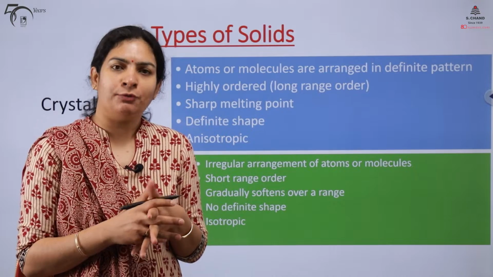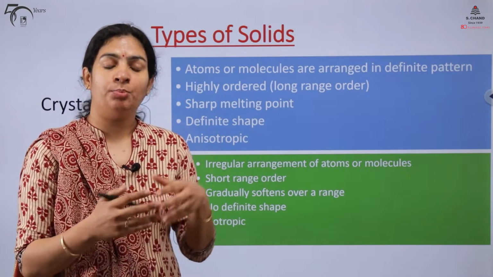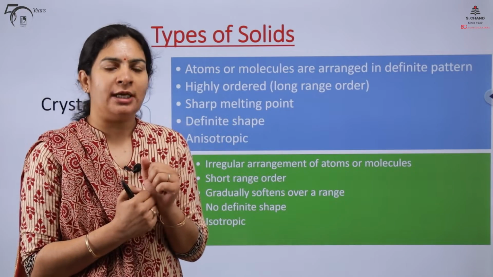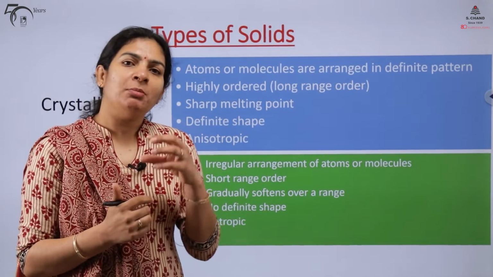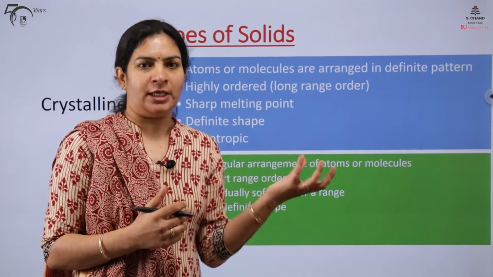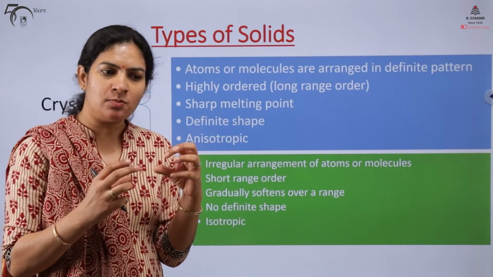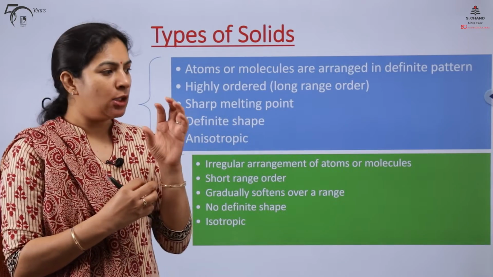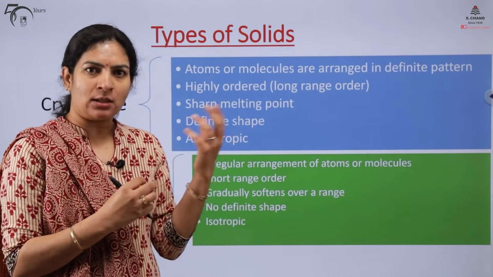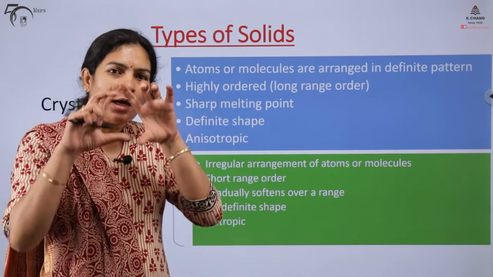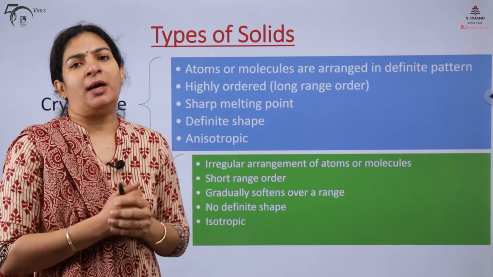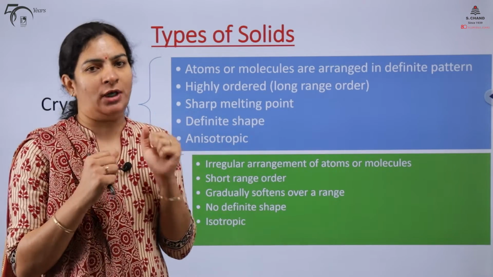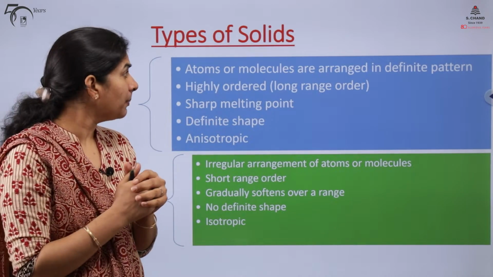Solids are, of course, as mentioned in the previous lectures also briefly, the most ordered state of matter. Now, what do we mean by most ordered state? It means that the atoms or molecules or ions these solids are composed of are arranged in a definite pattern. There is a definite shape of these solids, right? Solids have a definite shape.